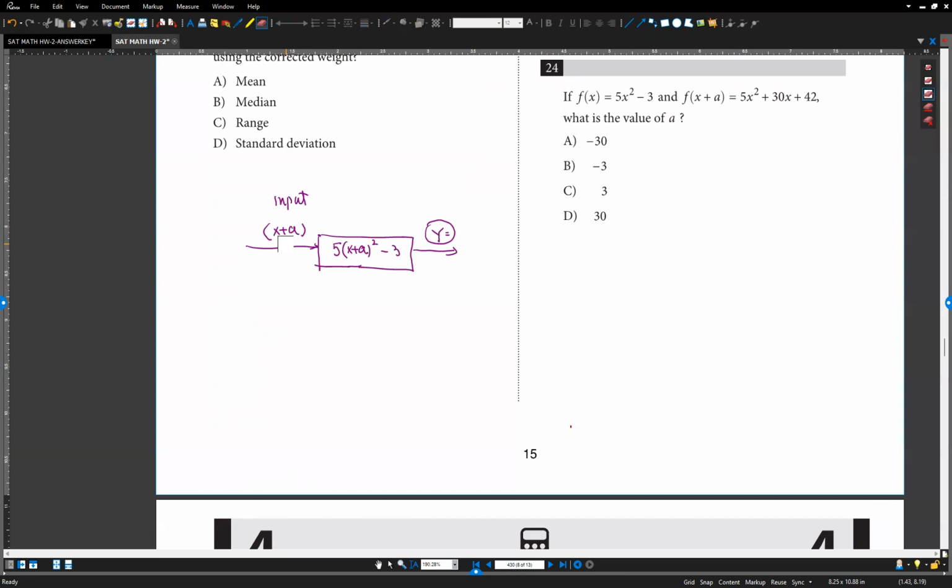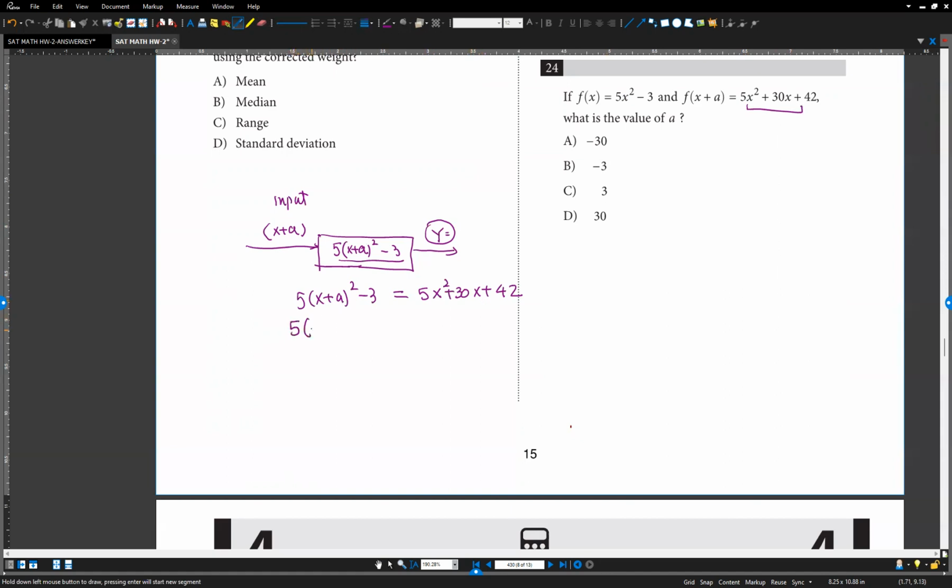So you have to calculate this, okay? Put this number into here, what is that? This one equals how much? 5 times (x plus a) squared minus 3. That equals the output, this one: 5x squared plus 30x plus 42. It turned out to be this one. At this time, what is the value of a?